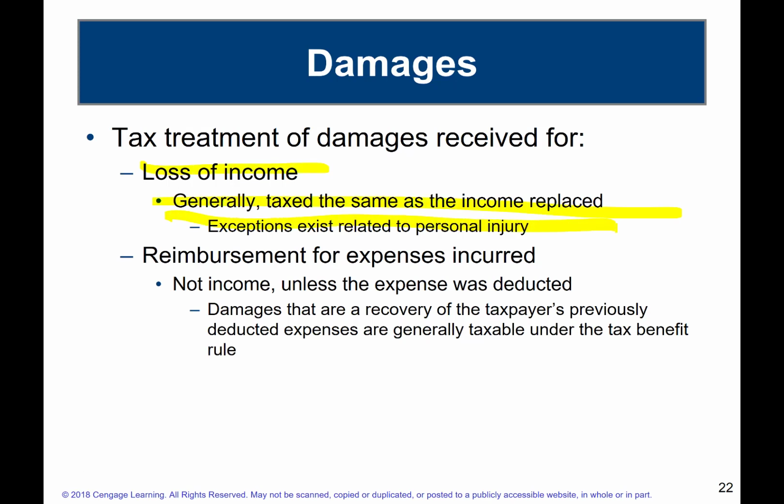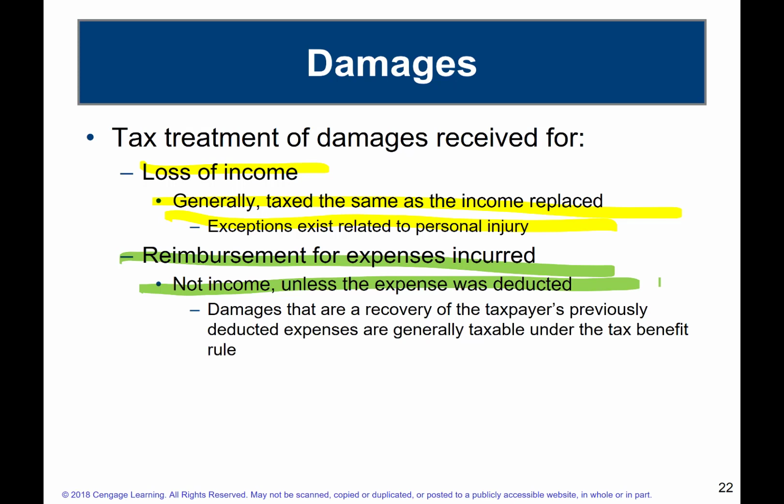Okay. Now, we're going to talk about some exceptions to that related to personal injury, like if you lose a limb or something. But generally, the tax is taxed the same as the income it replaced. Okay. Reimbursement for expenses incurred. You have run up a bunch of doctor bills. That is not income unless the expense has been deducted.